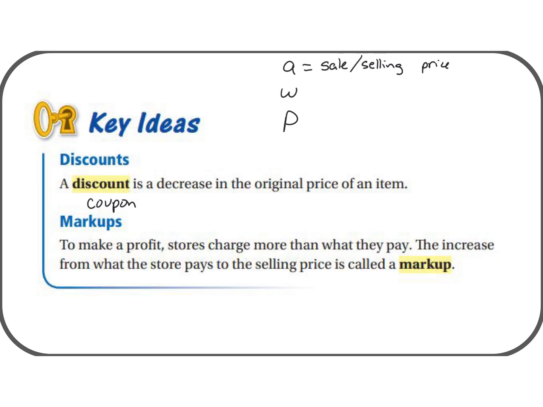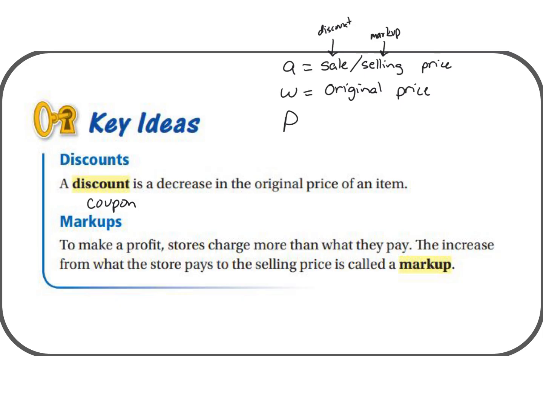Okay, what do I mean by that? It's going to be a sale price when I'm working with a discount, and it's going to be a selling price when I'm working with a markup. Either one, right, as long as I'm looking for a sale or a selling price, that refers to our part, or A. W is going to refer to our original price. It's where the price started, whether the store got them for this price or that's originally what it cost before a discount.